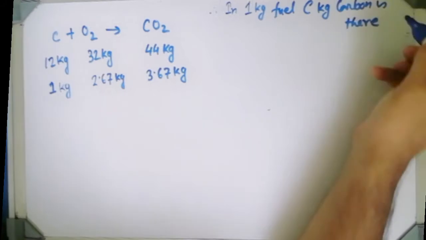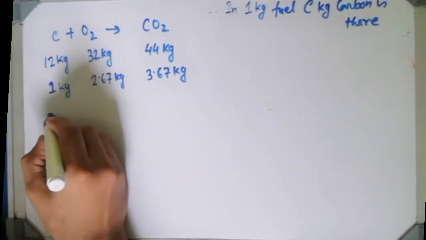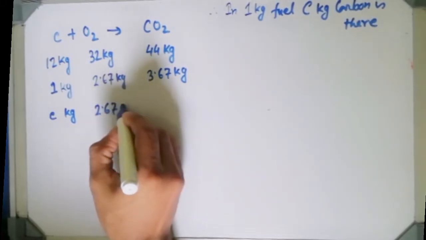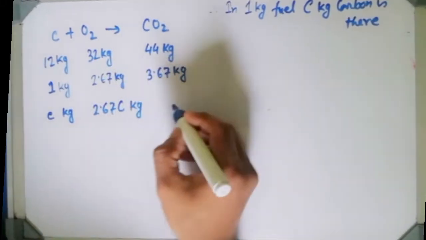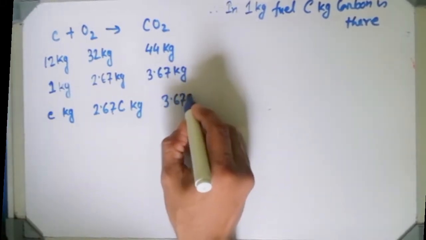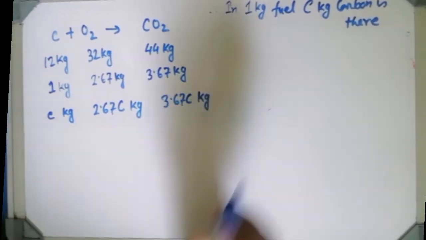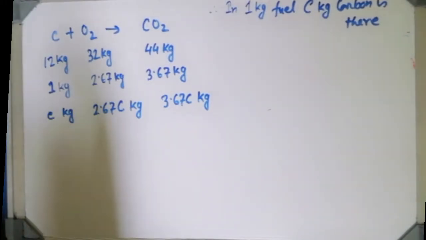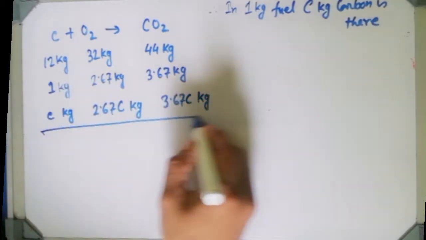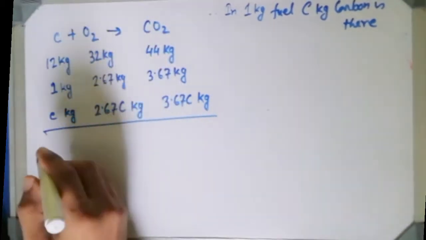Just to develop a general expression, I am assuming that for C kg of carbon, 2.67 C kg of oxygen will be required, and it will form 3.67 C kg of carbon dioxide. If anybody is having any difficulty, then please ask, as this equation will be needed afterwards.